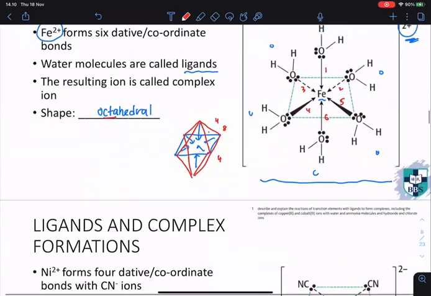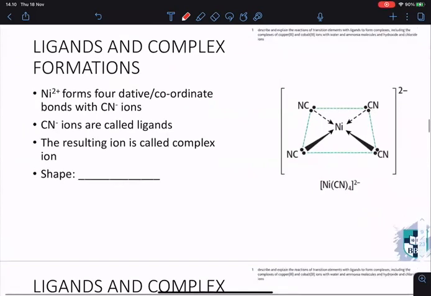If you move on further, you can have different transition elements. They will form differently based on the size. Sometimes the cyanide ion is actually quite large, so they will rearrange themselves so that they give you a better shape. So for nickel, nickel 2+, do remember I'm mentioning nickel 2+. Why not nickel 2- as in the picture?